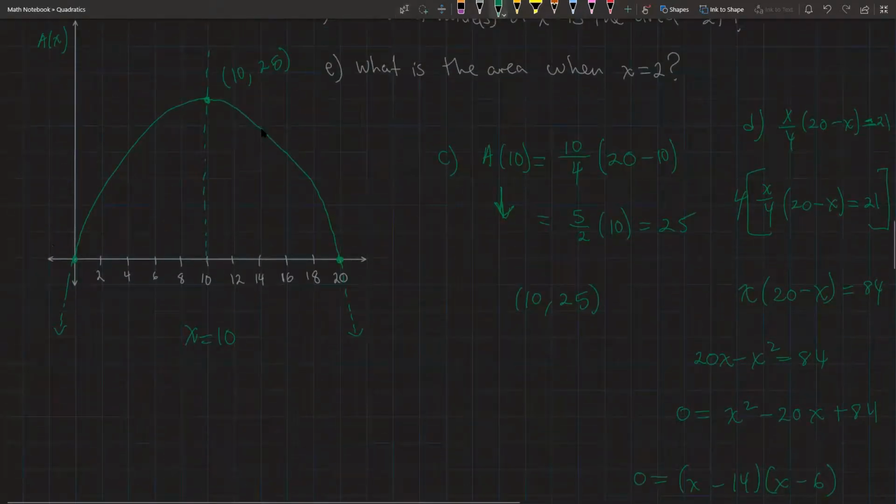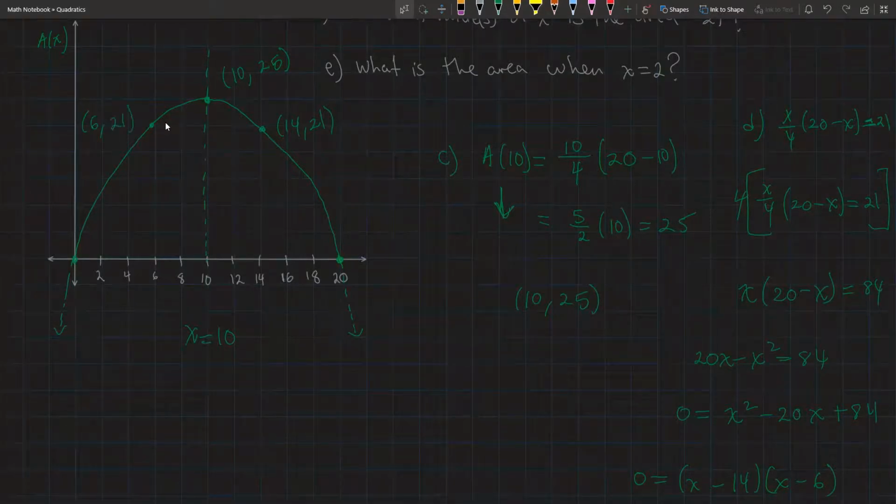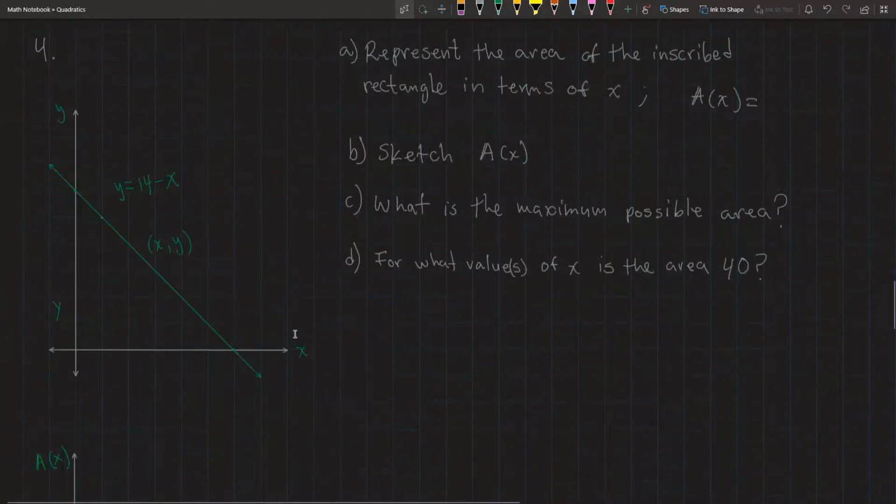The area should be 21 right there. When x equals 14, the area is 21. And we should have a matching point when x equals 6. When x equals 6, we have a matching point right there with the same matching y value of 21. Boom, there it is. Hopefully you're getting better at these.